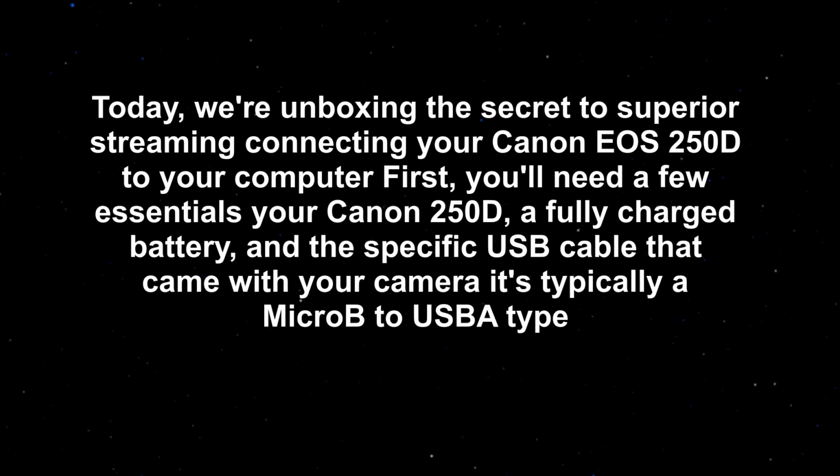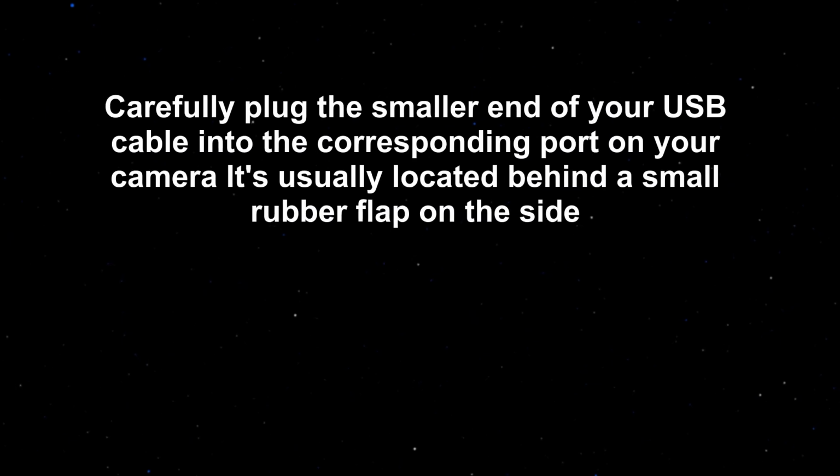First, you'll need a few essentials: your Canon 250D, a fully charged battery, and the specific USB cable that came with your camera. It's typically a micro to USB-A type. Carefully plug the smaller end of your USB cable into the corresponding port on your camera. It's usually located behind a small rubber flap on the side.